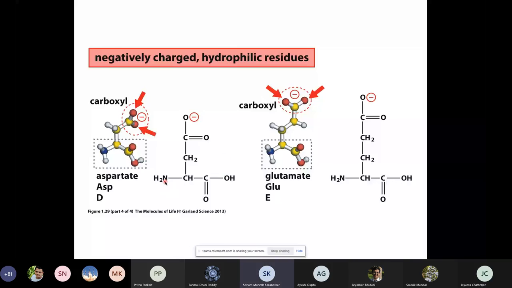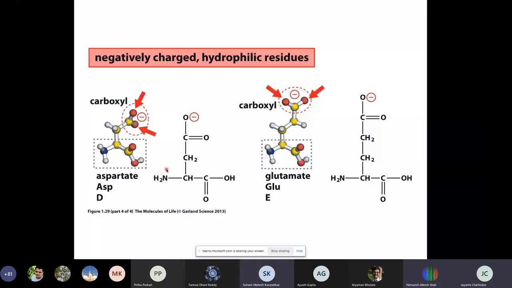So there will be a zwitterionic form of the amino acid. So this will be also positively charged, right? No, sir. NH2 will remain as it is. Any idea what determines whether the NH2 will remain as it is or not?